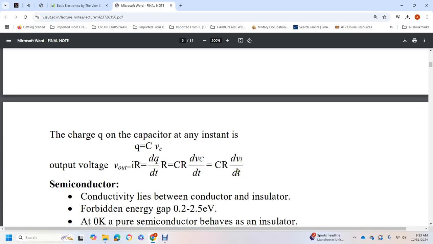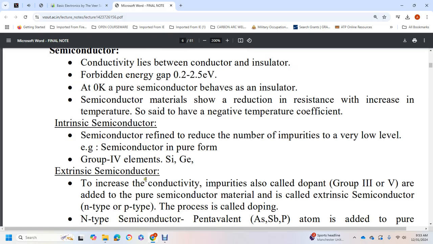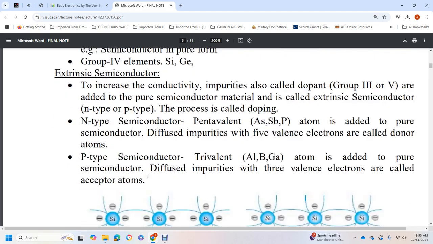Semiconductor lies between the conductor and insulator. The forbidden energy gap is 0.2 to 2.5 eV at 0 K. Pure semiconductor materials, like insulators, show a reduction in resistance with an increase in temperature, so they are said to have a negative temperature coefficient. Intrinsic semiconductors are refined so the number of impurities is at very low levels. In pure form, group 4 elements silicon and Ge are intrinsic semiconductors.